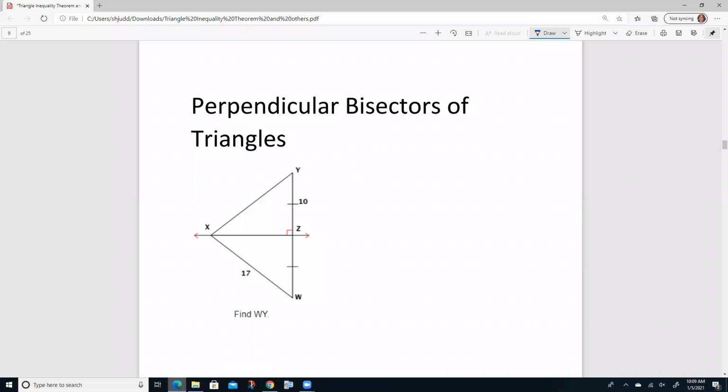Let's talk about perpendicular bisectors on triangles. Now remember, perpendicular means that we're dealing with a right angle. Bisector means that we're dealing with something that's been divided into two equal pieces, or cut in half.